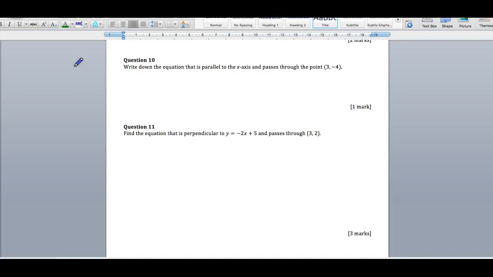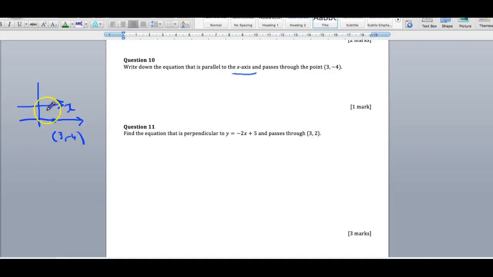All right, question 10, write down the equation that is parallel to the x-axis and passes through the point 3, -4. I think this may have stumped a few of you, parallel to the x-axis. So when you think about your x-axis, there's our x-axis there. If it's parallel, let's just say this was the line here. Actually, it's going to be down here. Okay, there's your line passing through. Here's -4, here's 3. So there's the point 3, -4.